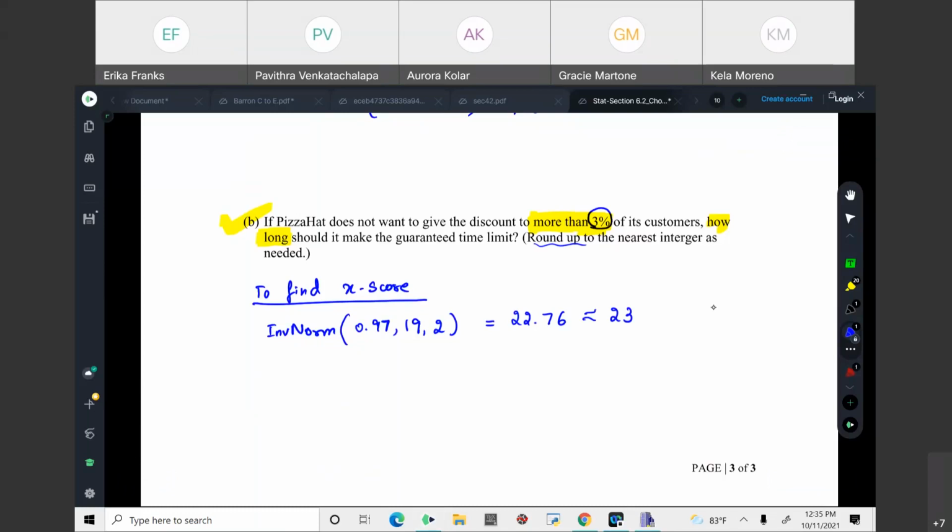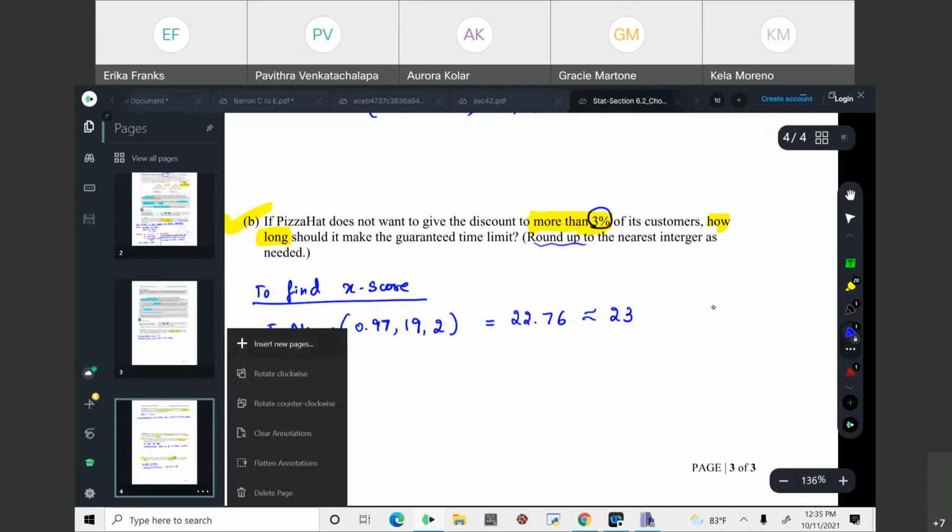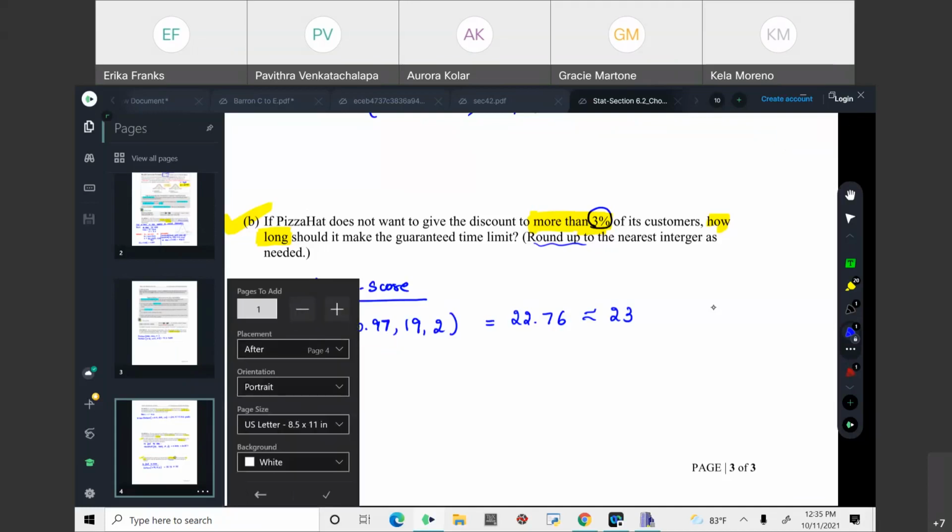Okay, so you have to be careful in that also. Now, I'll give you some problems. So this completes your chapter 6.2. In 6.1, we learned how to calculate the z-score and the area. In chapter 6.2, we learned how to calculate the x-score and the area. Now, I will give you some problems. I want you to do that.